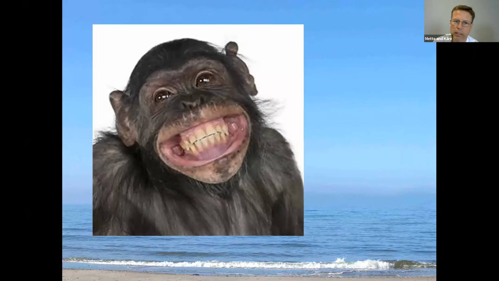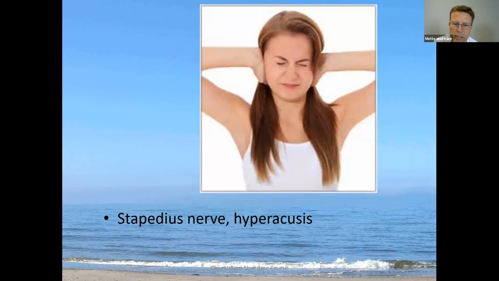It's facial expression, as you know. There are many ways you can express with your face, but you move it also when you drink and also when you eat. Indeed, you also use it when you protect your ears against loud noises, and therefore, if you do not have a stapedius nerve, you will have hyperacusis.